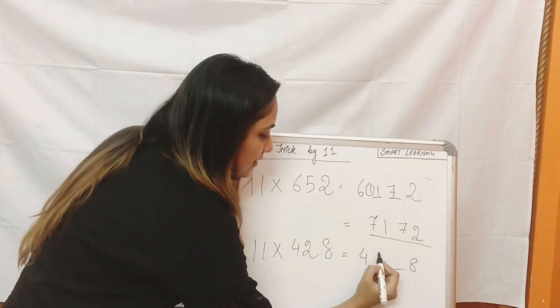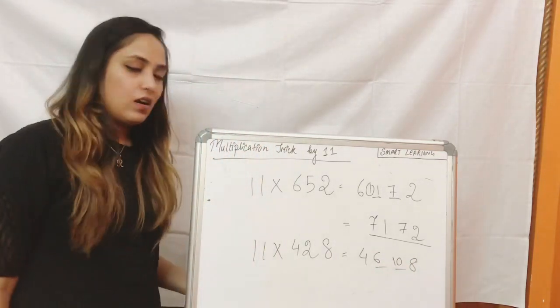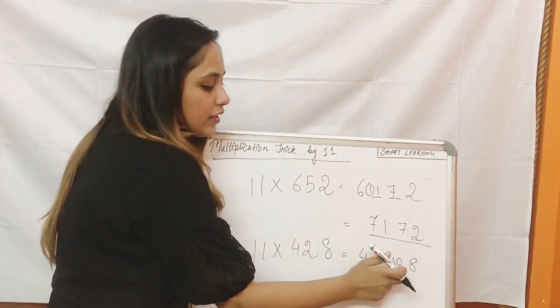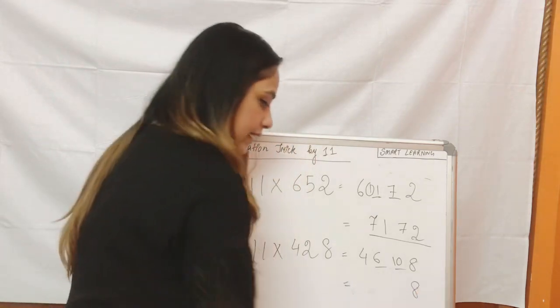4 + 2 is 6. What will come here? 8 + 2 is 10. Now this is fine, this is fine, this. Now this is a 2-digit number. To make it a 1-digit number, I'll put 8 here.